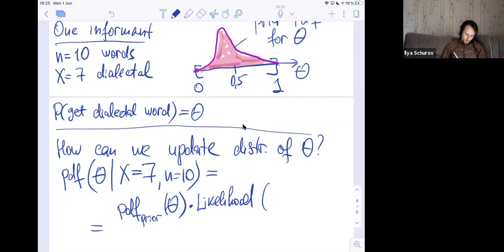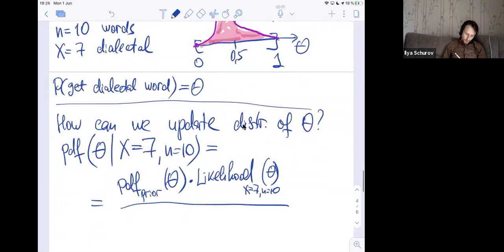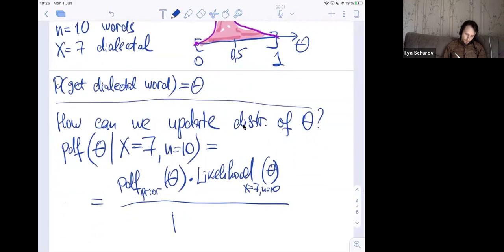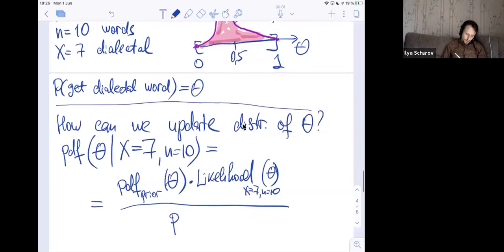Likelihood of theta, and divide everything by probability, or in this case, yes, this is probability, to get our data.